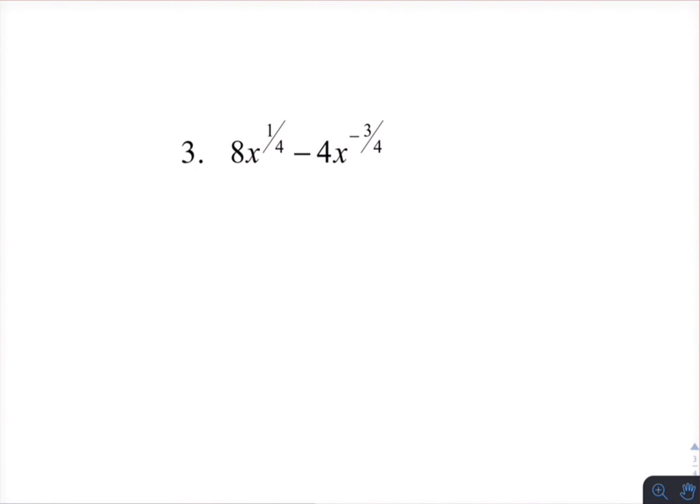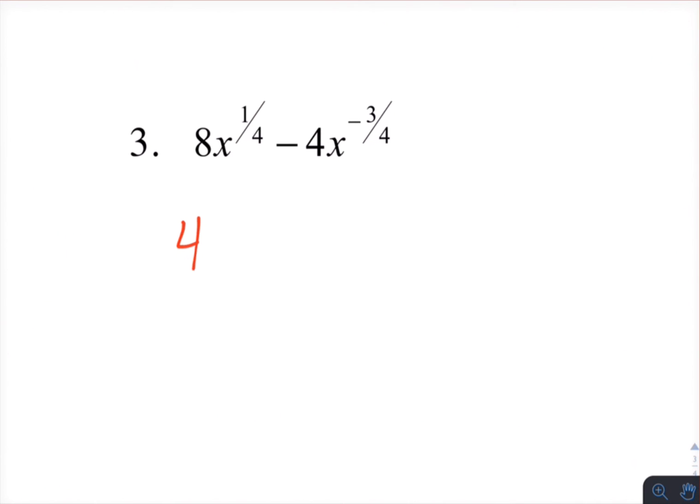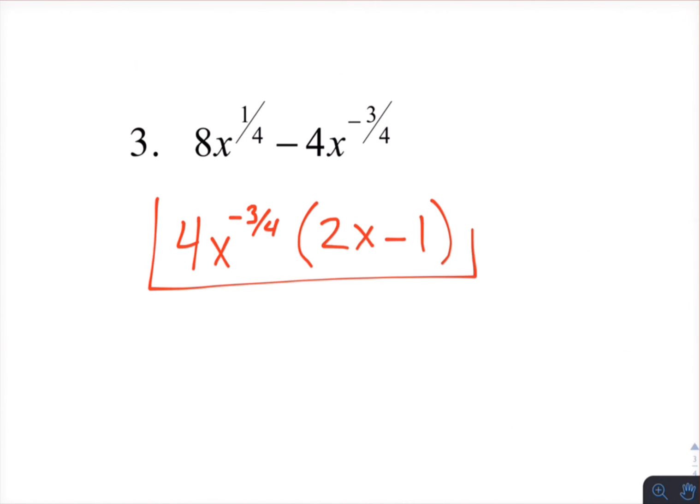The same holds true with negative exponents. We want to factor out the least. So I can see that there's a 4 in common, and I'm going to factor out x to the negative 3/4, because negative 3/4 is less than 1/4. So what am I left with here? I'm left with a 2. Now 1/4 minus negative 3/4, that is essentially 4/4, leaving me with x to the first minus 1, because I had factored out 4x to the negative 3/4. So there it is, factored.